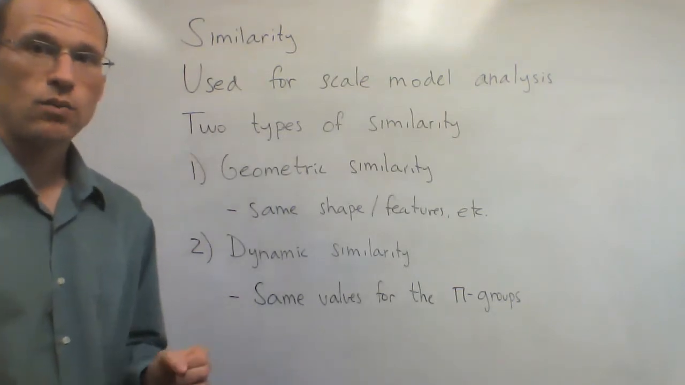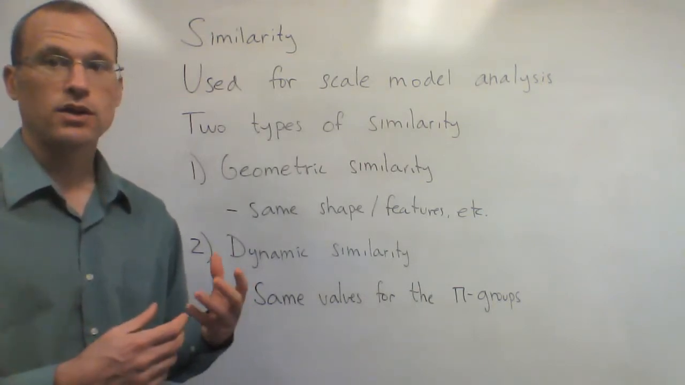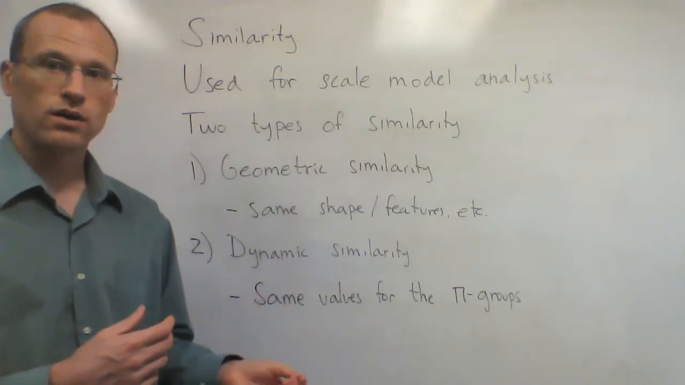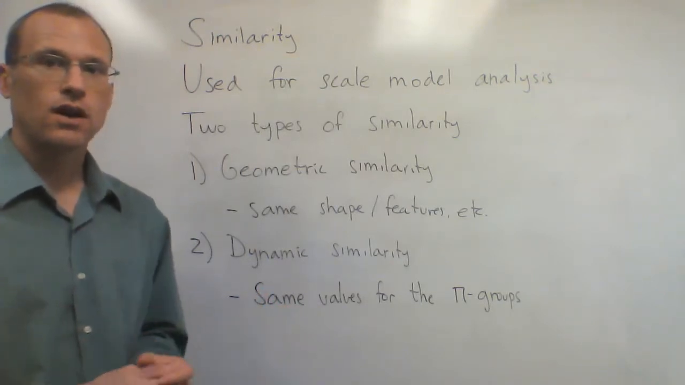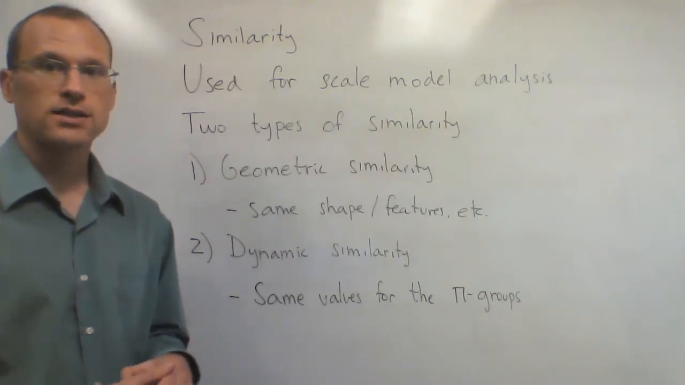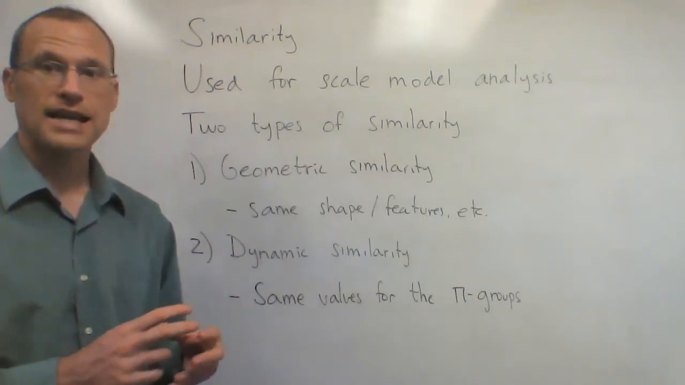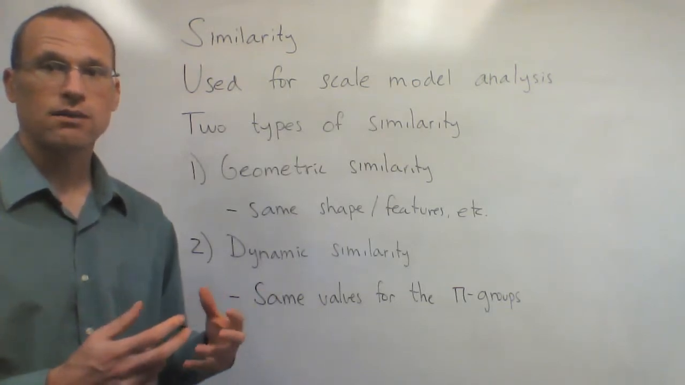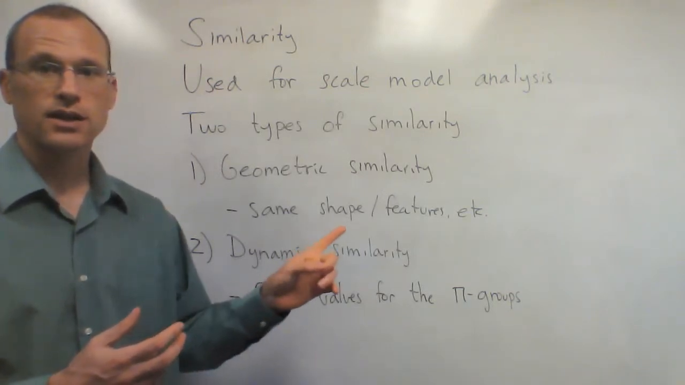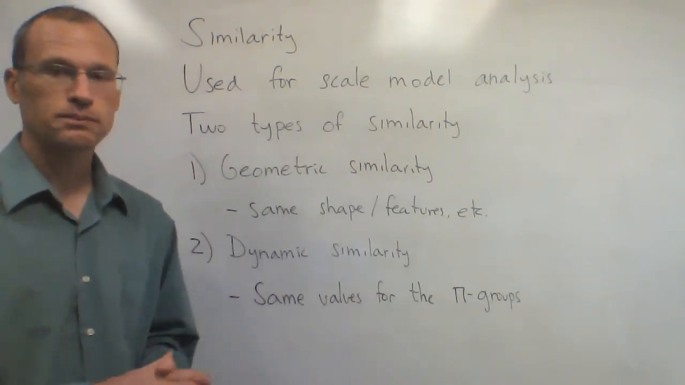So when we do that, we generally take a small version of the same thing, but when we test it, we want to make sure that it's going to behave the same way that the real one will, and that is what similarity is. So there's two things we need to make sure happen. The first one is geometric similarity. So that's just making sure that the small model looks exactly the same as the big one. So same features, same shapes. If there's a little thing sticking out of the big one, you want it to stick out of the small one. Just basically want to look exactly the same, but on a smaller scale.